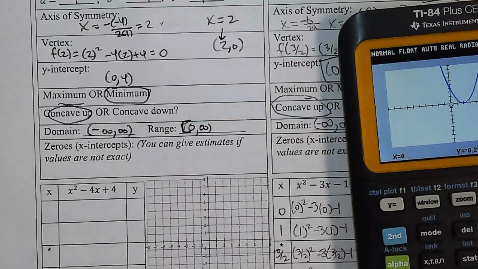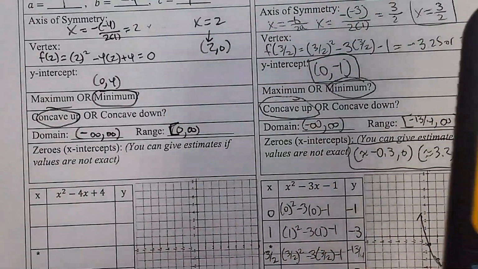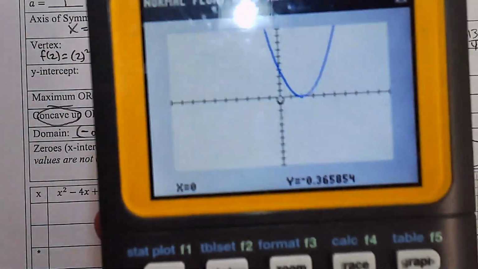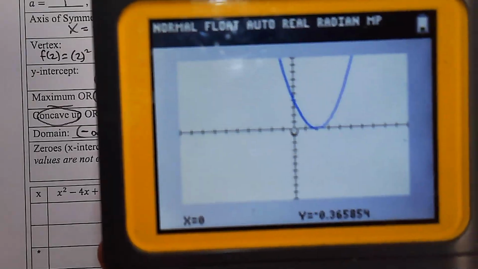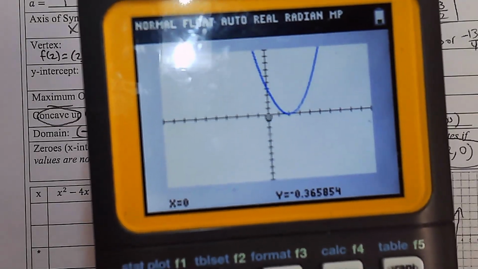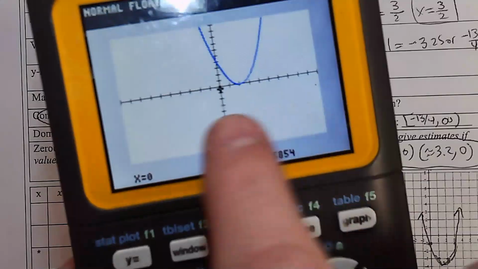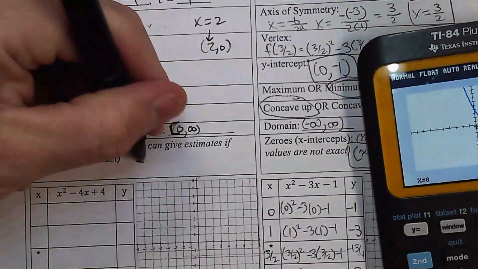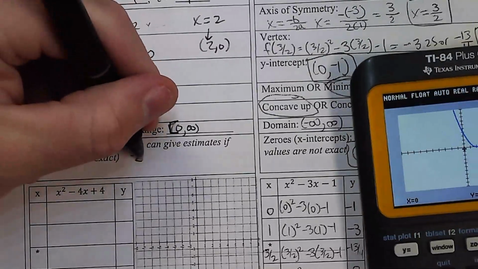All right. Zeros, x-intercepts. Watch this. Tate, where does this graph cross or touch the x-axis? The x-axis. Yeah, 2. Good job. So the x-intercept is 2. So that's my 0. You can call it 2, 0.